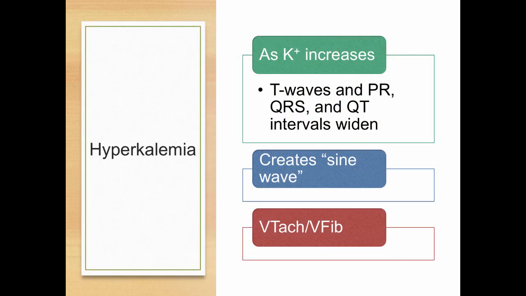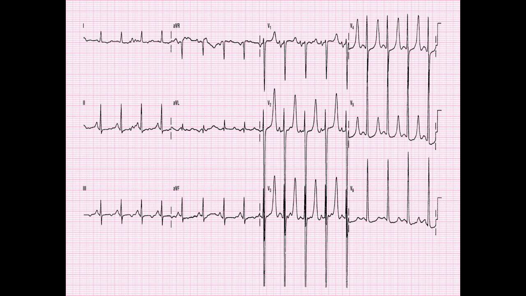And so as my potassium increases, we want to catch it as early as possible. So we're looking at T waves, our QRS complex, and our QT intervals. As we see these widen, as we see that T wave get taller and taller, we want to jump on it as soon as we can, because we can go into that sine wave, that VTAC, VFib at any point. Tall peaked T waves typically really jump out at you in the precordial leads.